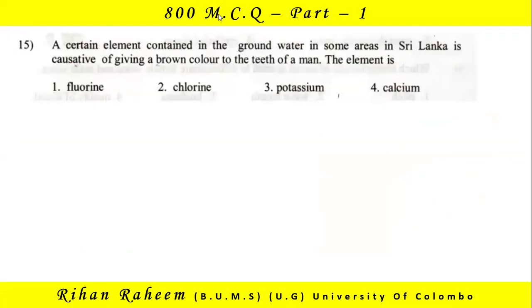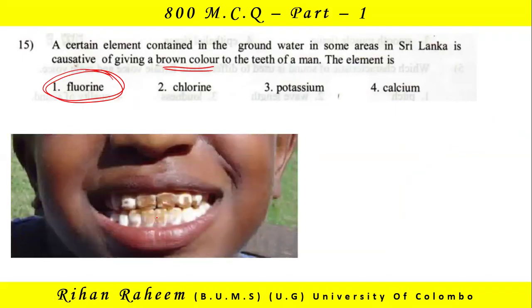Question number 15. A certain element contained in the groundwater in some areas in Sri Lanka is causative of giving a permanent brown color to the teeth of humans, not only men. Then you might think men will get brown teeth, women won't. No, for both. This is actually fluorine. Excessive fluorine can cause permanent darkening of teeth. I think I have put a picture here. This is due to excessive fluorine. Now, you might then think, sir, fluorinated toothpaste. Yes, fluorine is good for our teeth, but excessive fluorine is not good.